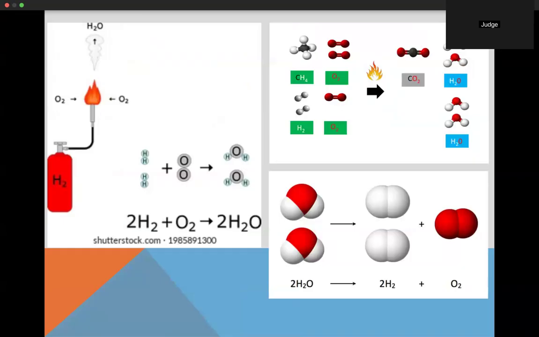Finally, it's worth noting chemical reactions are simply a rearrangement of atoms into new molecules. For example, here's what happens when you burn something. On the left, you've got burning of hydrogen gas. You can see the hydrogens and the oxygens, which are in their separate molecules, are combined when they burn into H2O. Or in the top right, you've got burning of methane, CH4.